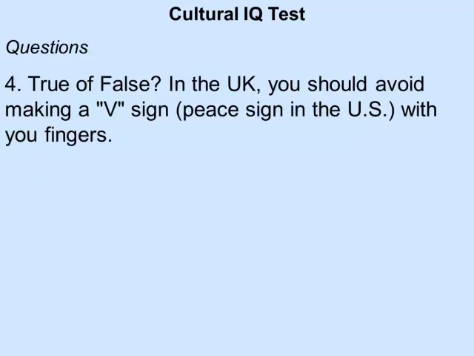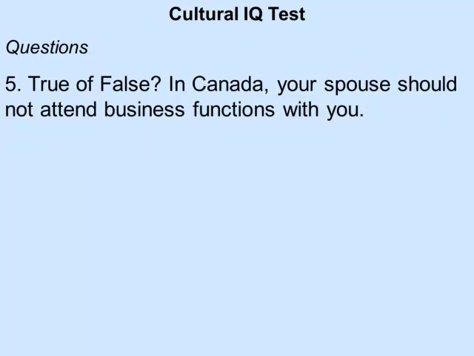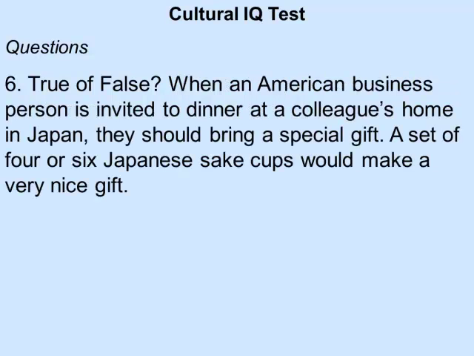Next. True or false? In the UK, you should avoid making a V sign, here is a peace sign, with your fingers. Number 5. True or false? In Canada, your spouse should not attend business functions with you. Number 6. True or false? When an American business person is invited to dinner at a colleague's home in Japan, they should bring a special gift. A set of 4 or 6 Japanese sake cups would make a very nice gift.